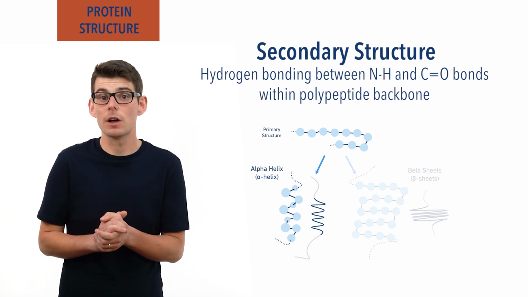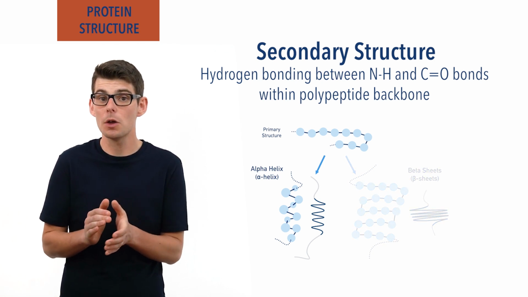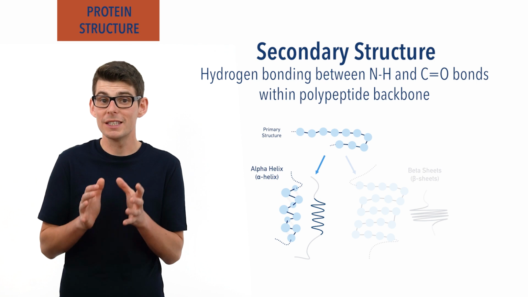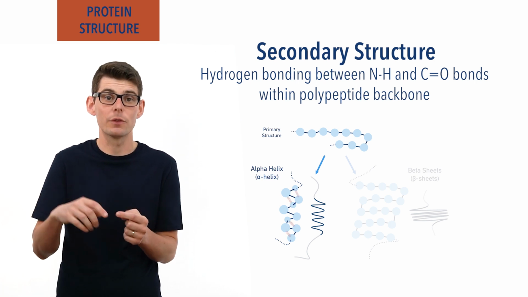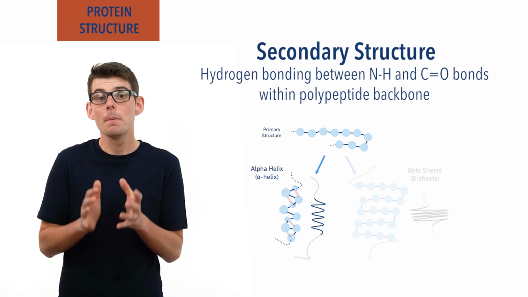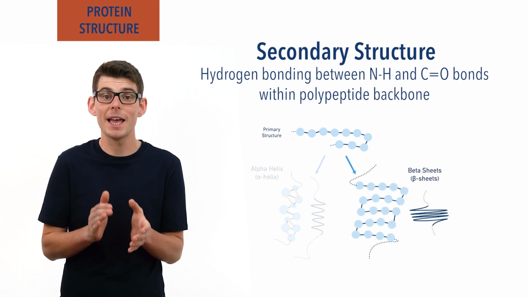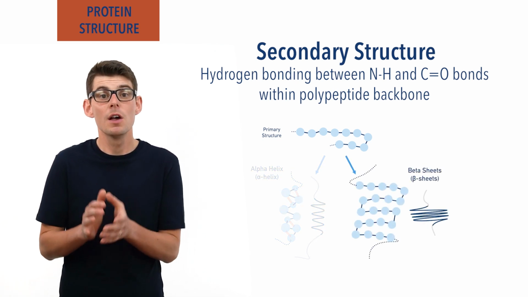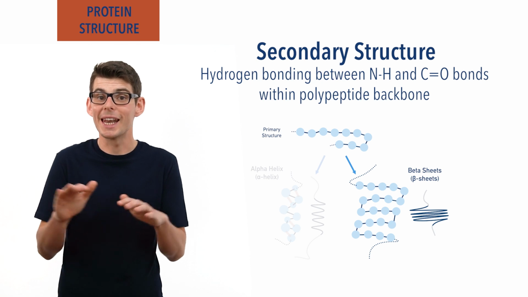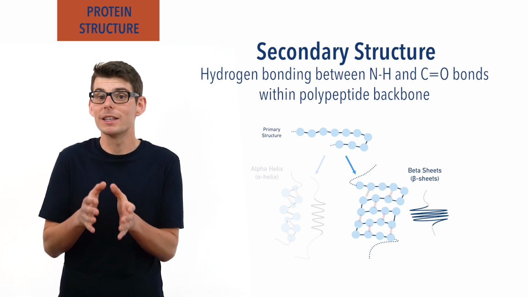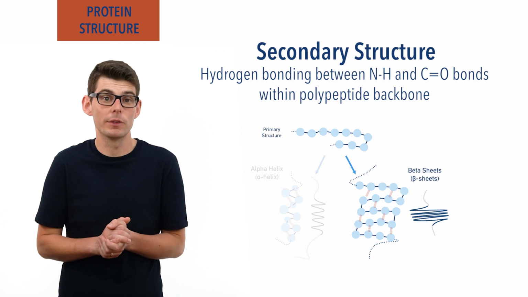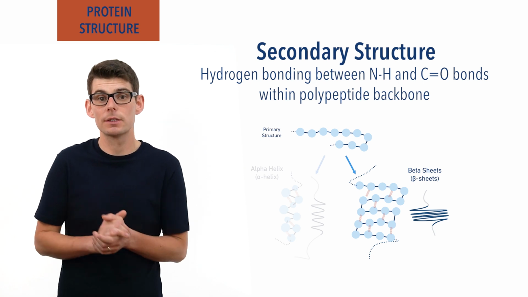Alpha helices are formed when NH and COO groups form hydrogen bonds in such a way that the amino acid chain coils itself into a spiral. Beta pleated sheets are formed when NH and COO groups form hydrogen bonds between layers of folded amino acid chains, forming regular strands that run against each other, creating flat sheets.